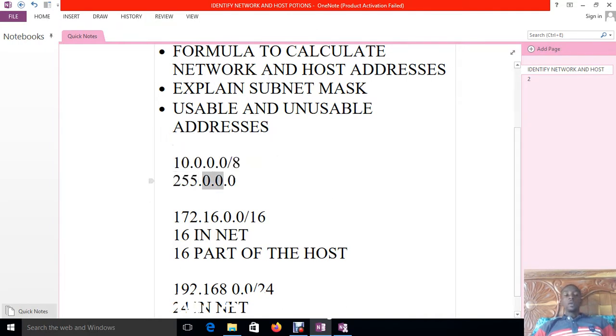So here all the bits are on. So when we say off, that means those bits are usable. When we say on, that means those bits are already represented in the network and they cannot be used.